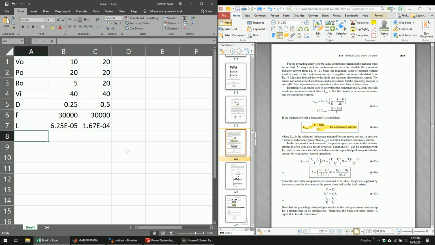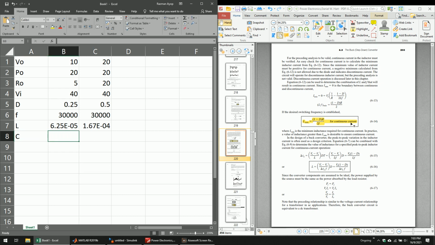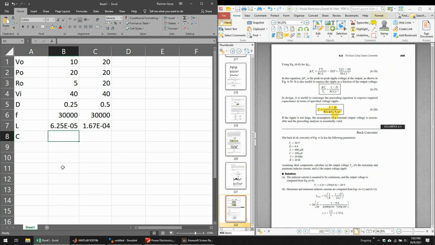Next is C. The next thing you have to design is the capacitor. Of course, the same way, you look at the equation. It equals 1 minus D, divided by, open bracket, close bracket, inside there.